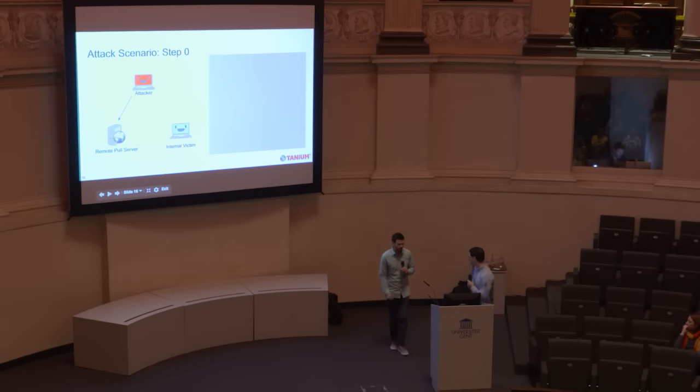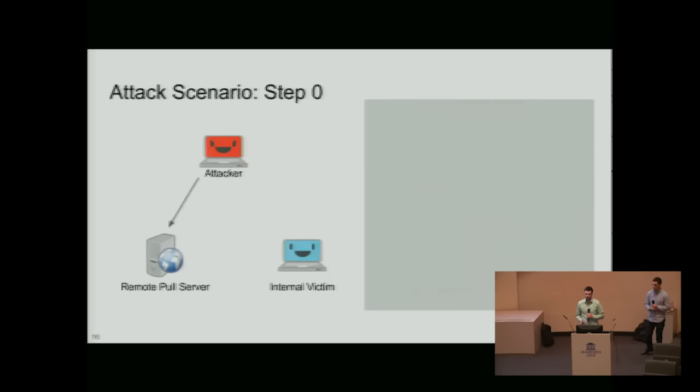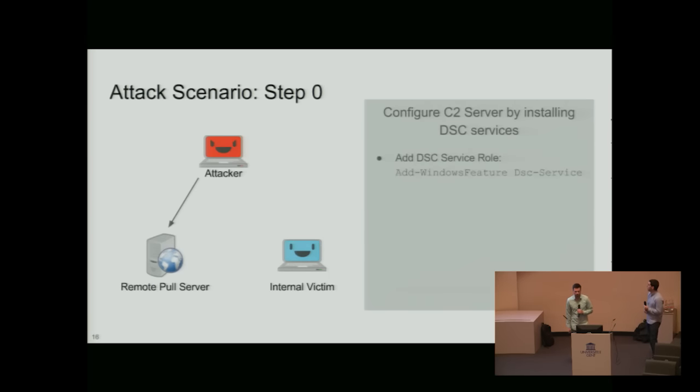Okay. So what do we actually do? Now let's walk through the steps in a bit more detail and what you actually need to perform in order to get this to work. So the very first thing is configuring your DSC pull server. And what that requires first is the DSC service, which you can just add with a simple PowerShell commandlet.